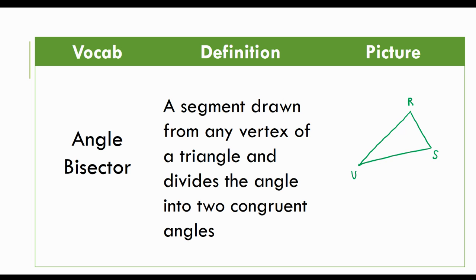If I want to have an angle bisector, let's say I want the angle to be angle R that's being bisected. Well, then when I draw that segment, I've got my two angles up here at R being congruent. Let's call this point T. So I would say that the segment RT is the angle bisector of angle URS.